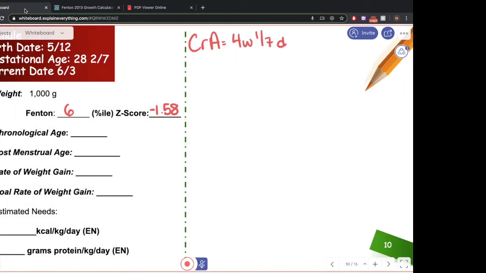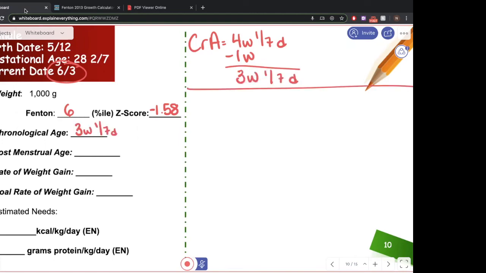Now look at this time period. It's June 3rd, which is 1 week prior to June 10th, of course. So we're just going to subtract 1 week from that chronological age for a total of 3 weeks and 1/7 days chronological age. For the postmenstrual age, we can use the same logic, where on 6/10 the postmenstrual age was 32 weeks and 3/7 days. And 1 week prior to that would be 31 weeks and 3/7 days.